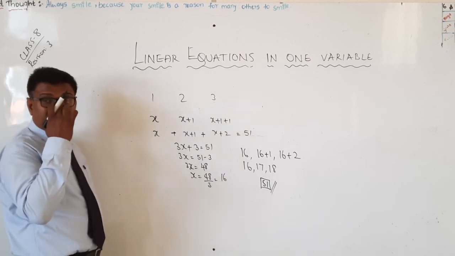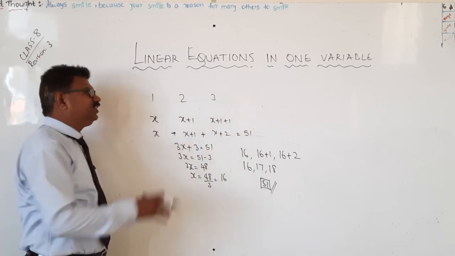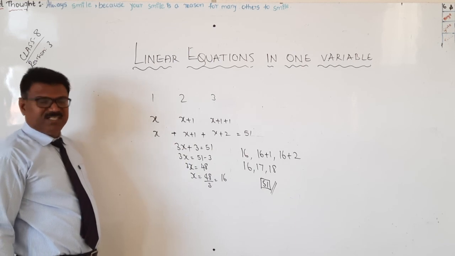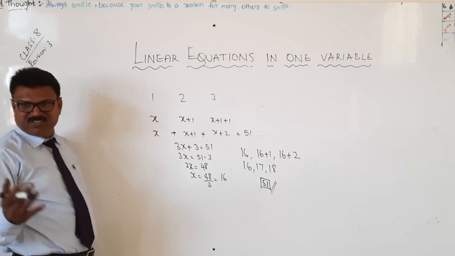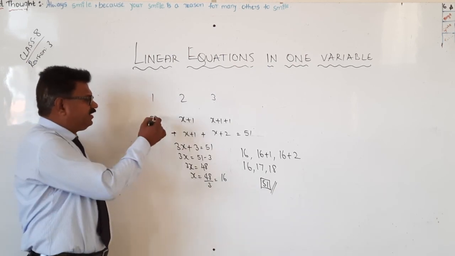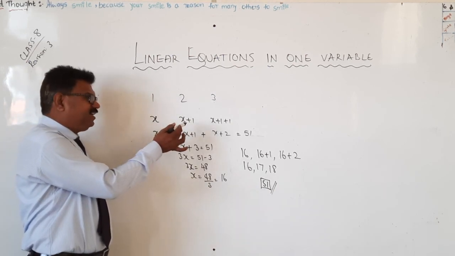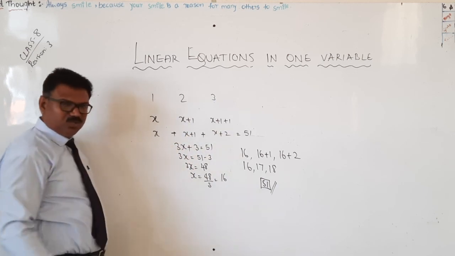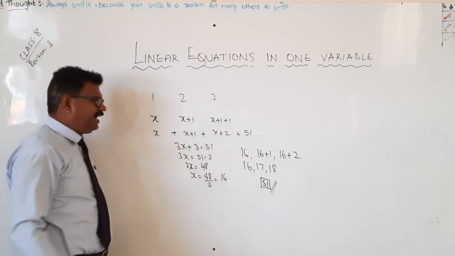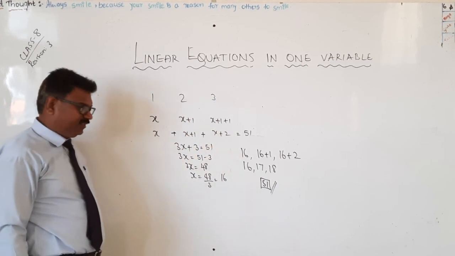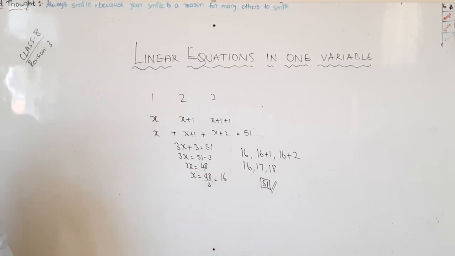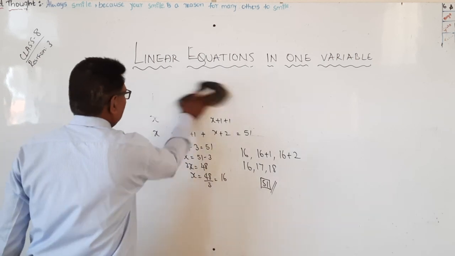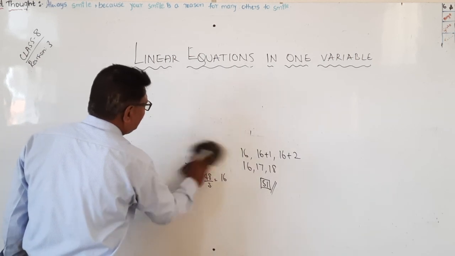Very simple. There are three consecutive numbers. Their sum is 51. Find those numbers. This is the problem. Therefore, let the numbers be x, x plus 1 and x plus 2. Sum means it is nothing but adding. That is equal to 51. So you will get like this. Okay? Yes? Yeah. Some more problems. One more.